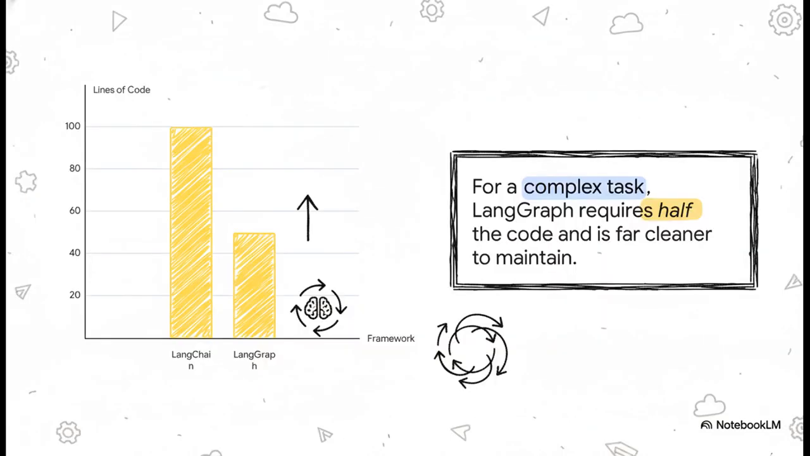And this chart just says it all. For a really complex task, yeah, you could probably force LangChain to do it, but you'd end up with 100 lines of messy, hacky code that's impossible to maintain. Or you could use LangGraph and do the same thing, but better in half the code. And it would be clean, logical, and easy to understand. The choice is pretty clear.